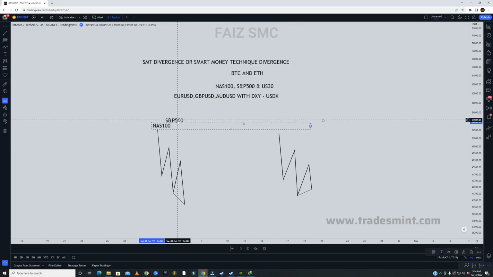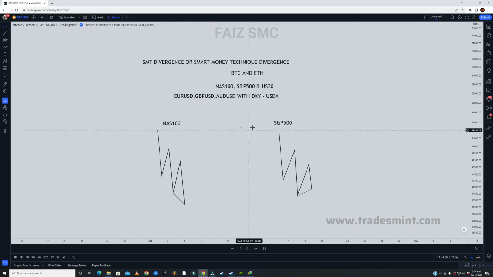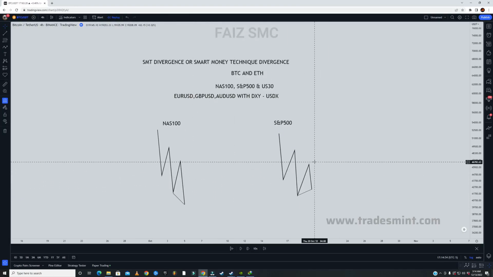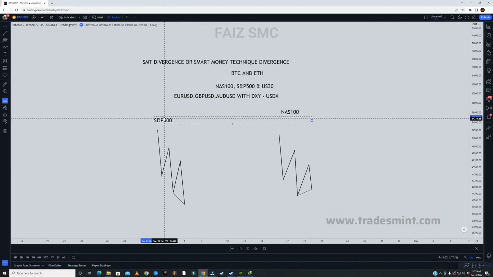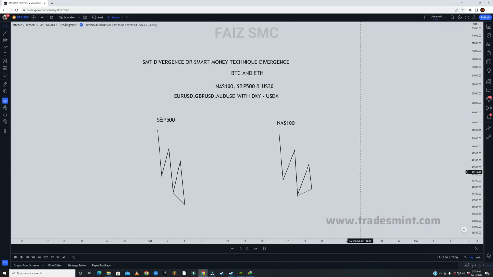Or similarly, if you just switch these pairs, or sorry, assets, it doesn't matter, all right? You can trade any one of these pairs. You should trade any one of the pairs or assets that sweep the liquidity, right? So let me put this here just so you don't get confused.